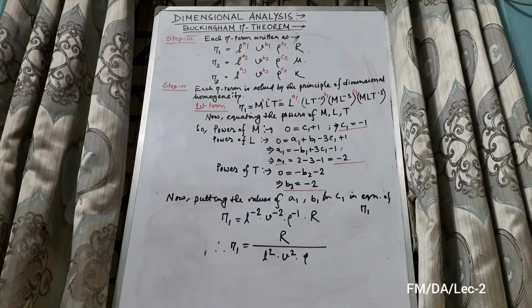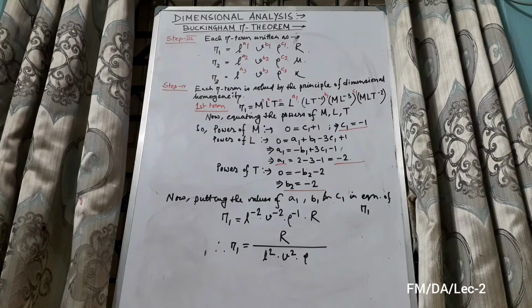Hence, three fundamental dimensions exist in L, V, rho, and they themselves do not form the dimensionless group. Now we are in step 3. In this step 3, we have to form the equation of pi, where each pi term is written according to the equation.